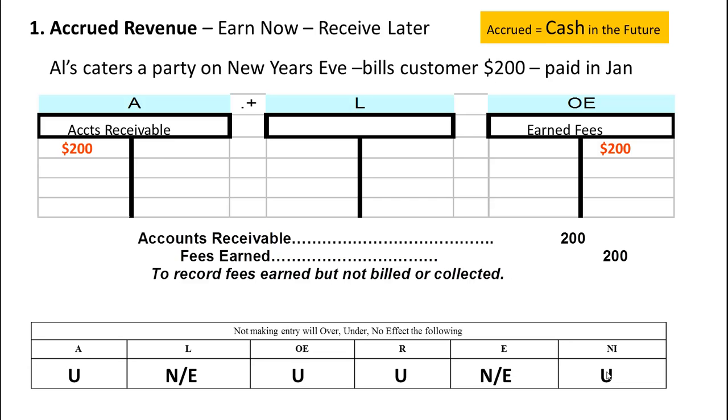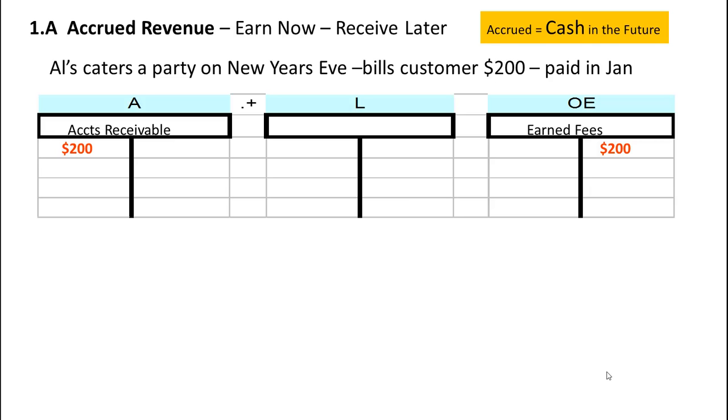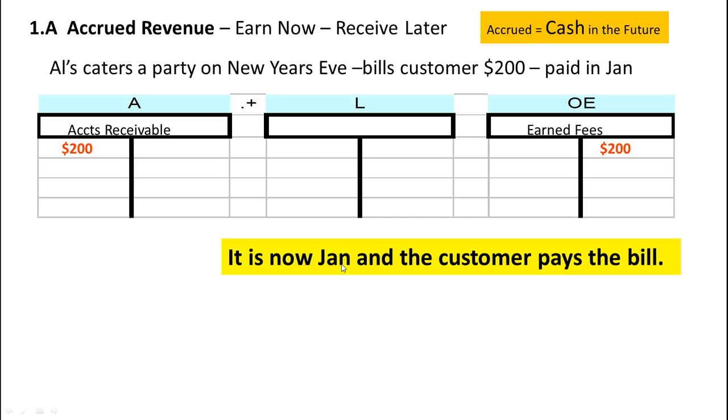Now let's go a little bit further with accrued revenues and see what happens if it's now January into the new year and the customer pays the bill. So what happens? Here's what we did back on December 31st. We made this adjusting entry, and now it's time for them to pay us.